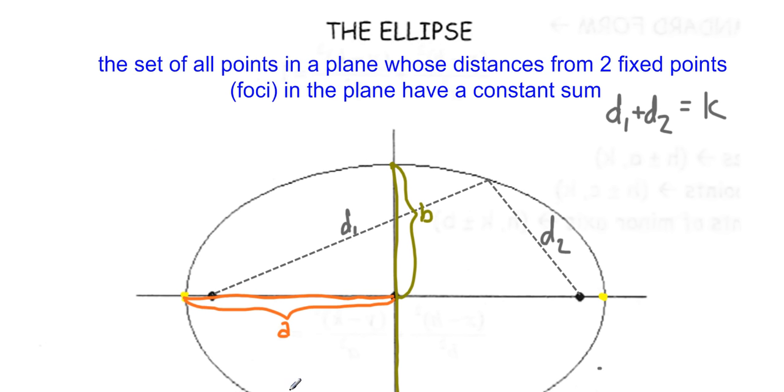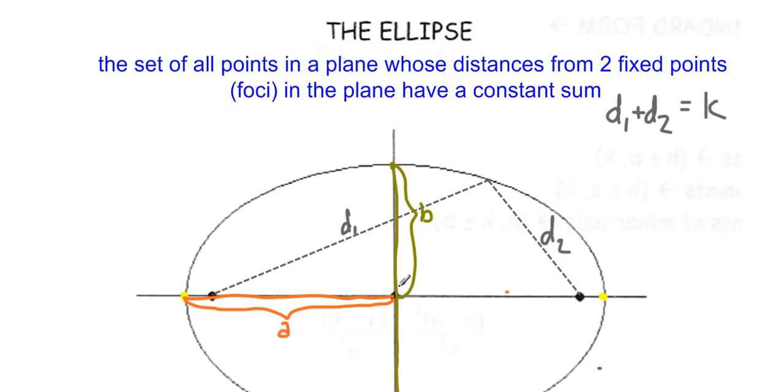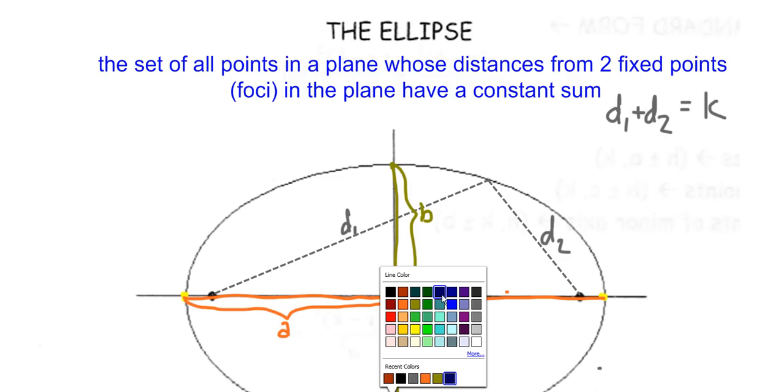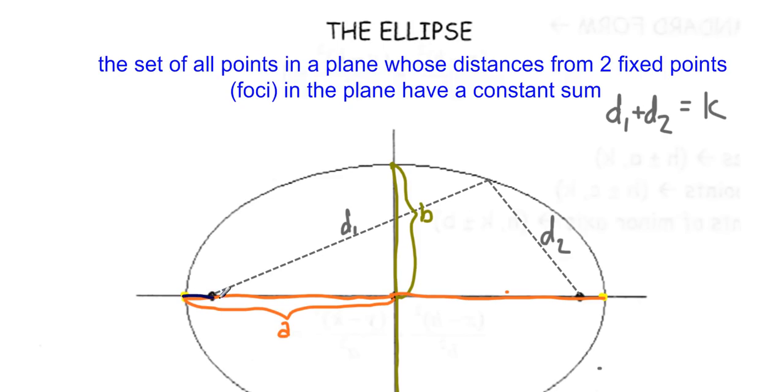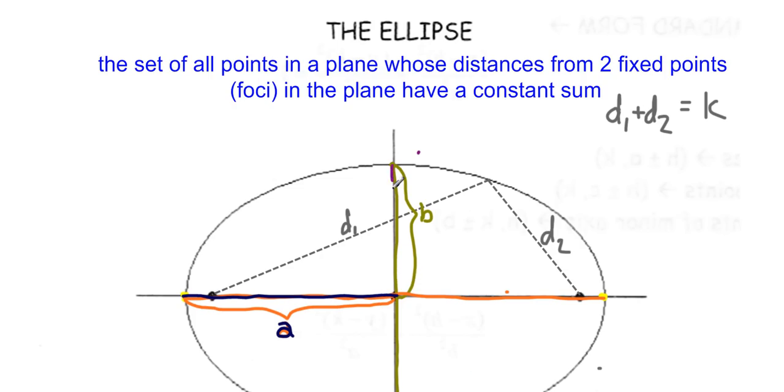Maybe I should go back and color our entire major axis orange, and let's color just the semi-major axis purple. So the semi-major axis in purple here would be our length A. The semi-minor axis, if we give it maybe a pinker color, is just half of our entire minor axis.